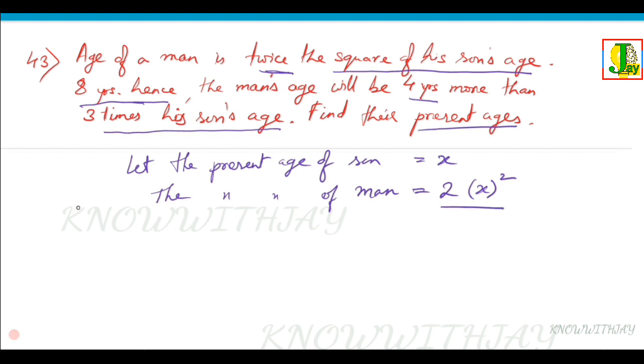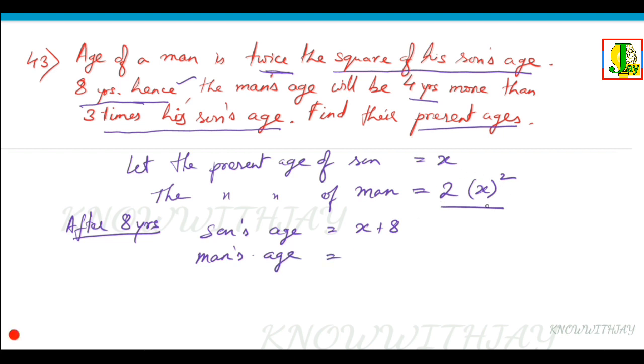Now after 8 years, hence means after 8 years, obviously both of their ages would increase by 8. So son's age would be x plus 8 and the man's age would be whatever the present age is plus 8, 2x square plus 8.